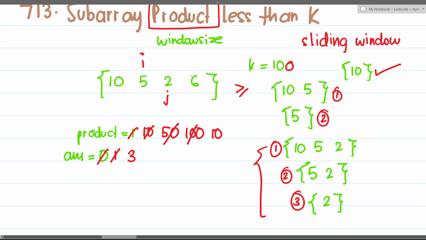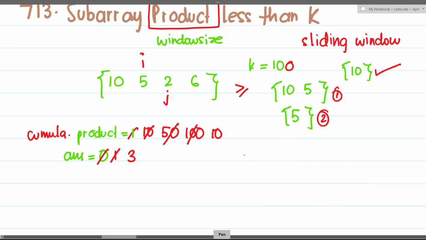Whenever some new number gets introduced to my window, I multiply the product by it. So I'm basically sort of trying to take a cumulative product, right? So I need to make sure that when I'm shrinking my window, I need to do the division operation as well. Perfect. So this is my new window, 5 and 2. And let me erase this.